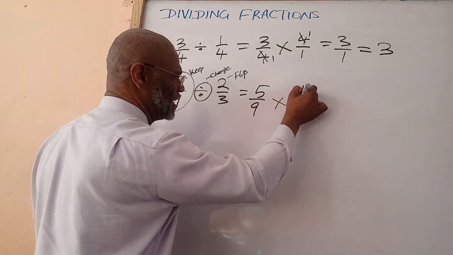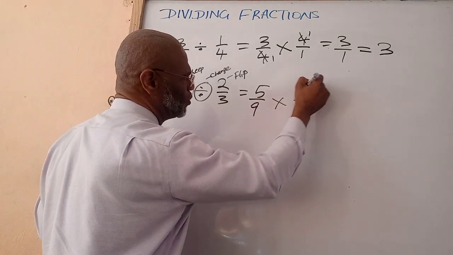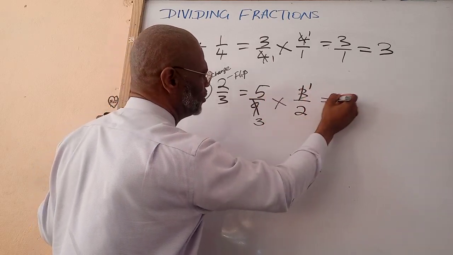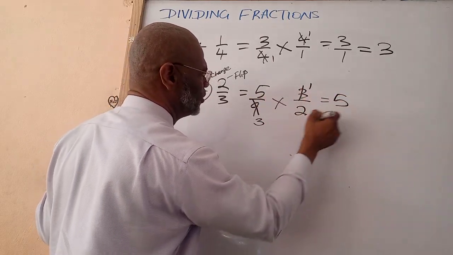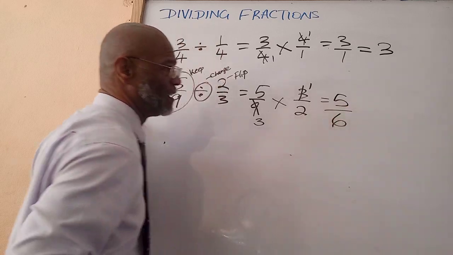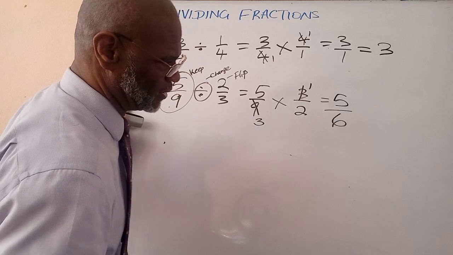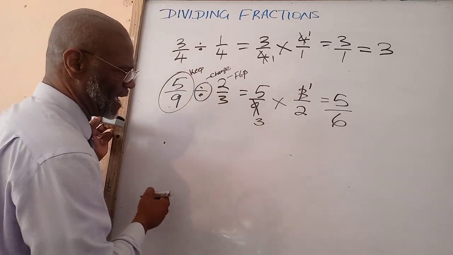So we have 3 and 9. 3 into 3 is 1, 3 into 9 is 3. So it's 5 times 1, which is 5. 3 times 2 is 6. So that's 5/6. Then let's do 3/5 divided by 1/10.